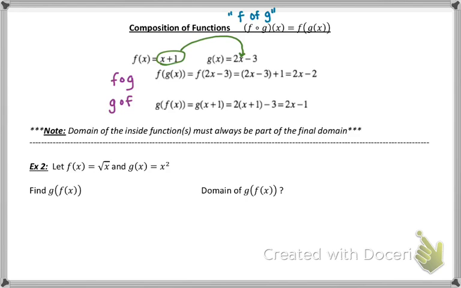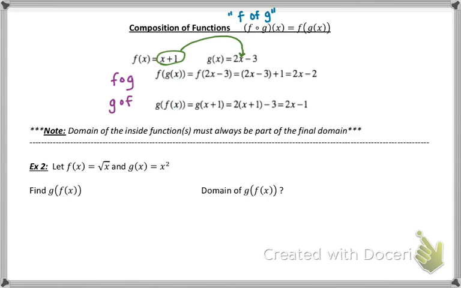The only thing that you have to remember that's new is that when you are doing function composition and you're looking for the domain of the resulting function, you gotta remember that the domain of the inside functions must always be part of the final domain. So these are the inside functions right here. If there's any restrictions for x in these inside functions, it must also be included in the final domain of your final function, even after it's simplified.